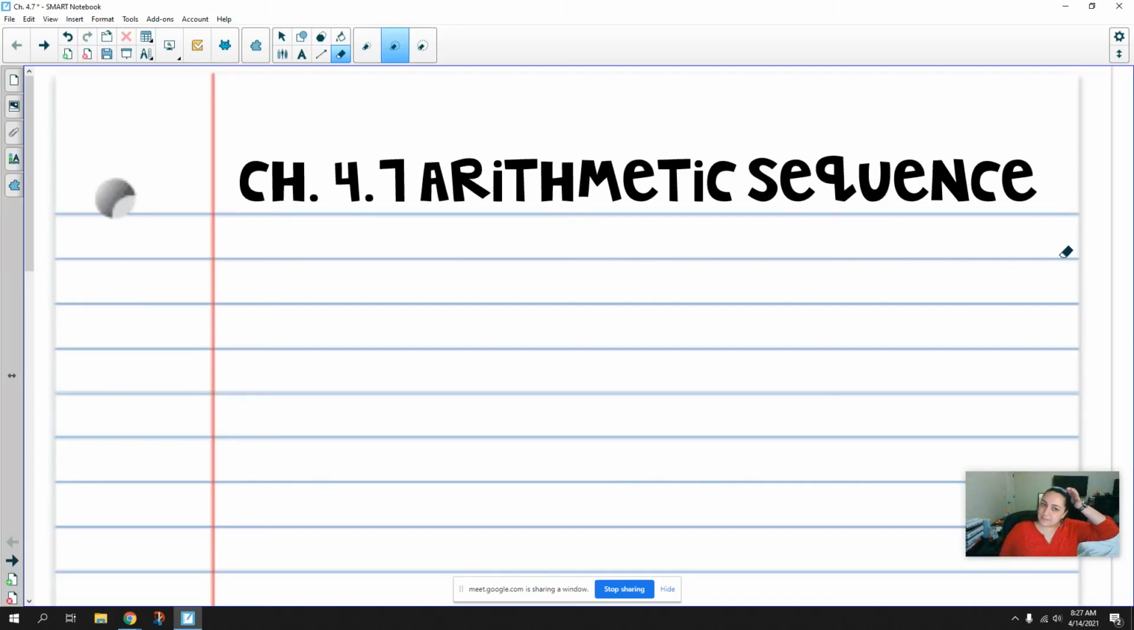All right, so today's lesson is called Chapter 4.7, Arithmetic Sequence. The whole point of today's lesson is to identify if a sequence is an arithmetic sequence or a geometric sequence. We've talked about this before, and the difference between the two is that with arithmetic, you're adding a certain number in the pattern, and with geometric, you are multiplying the same number in the pattern, okay? So let's go ahead and go over some basics.